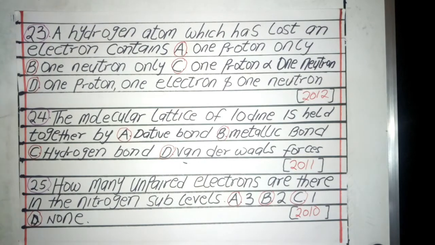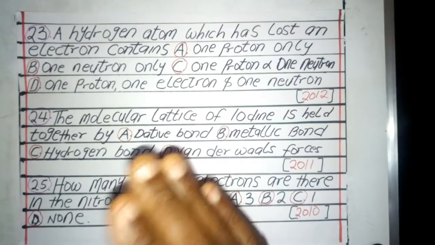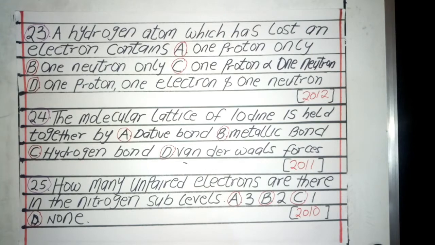Next question. A hydrogen atom which has lost an electron contains: 1 proton only, 1 neutron only, 1 proton and 1 neutron, or 1 proton, 1 electron and 1 neutron. When the hydrogen atom has lost an electron, it will only contain 1 proton, not 1 neutron, not 1 proton and 1 neutron, or the other option. So when hydrogen has lost an electron, it contains 1 proton. So the answer is A.